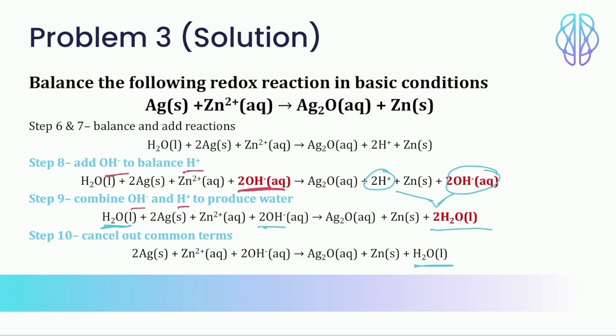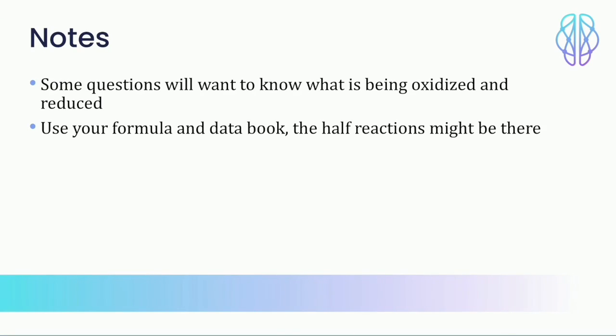Remember, you might not have to get to this level of difficulty for the questions because the half reactions might already be balanced in your workbook or data books. So the steps that you'll want to follow are balancing the electrons between the 2 and bringing them up to a common number. Now, some notes: have a look for what's been oxidized and reduced, because questions will also ask that. They might be multi-layered. And always check your formula book and data book for the half reactions because they might be there and it can save a lot of time under exam conditions.